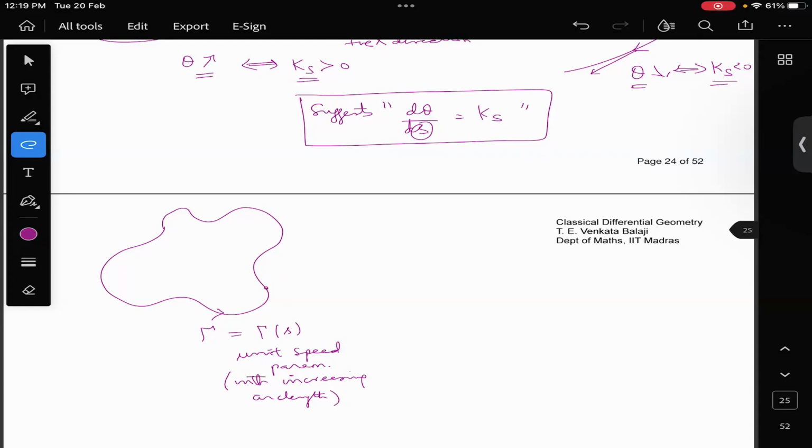So what happens if I give you a point t naught? In this case the parameter is s, so let me call it s naught. Let us say this is the point gamma s naught. At this point I get a tangent vector, which will be gamma dot of s naught. Mind you, it's a unit vector. It's unit speed, so gamma dot always has norm 1.